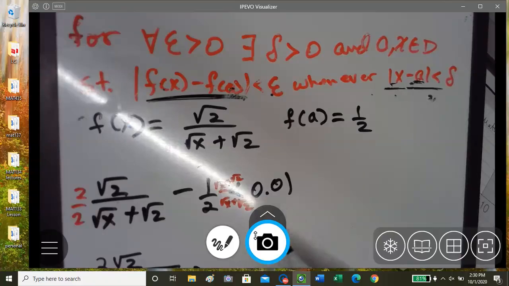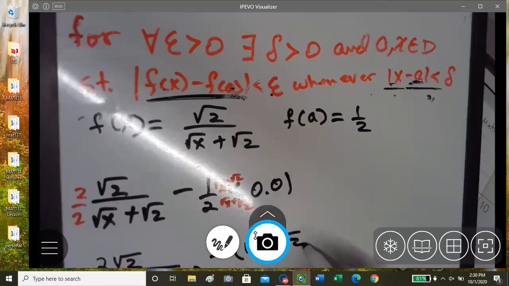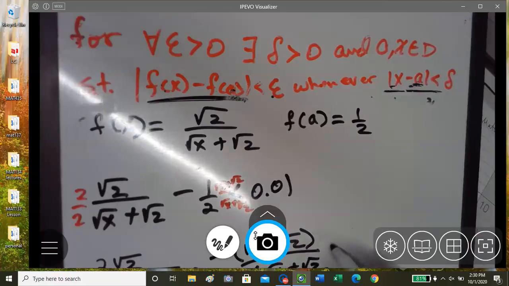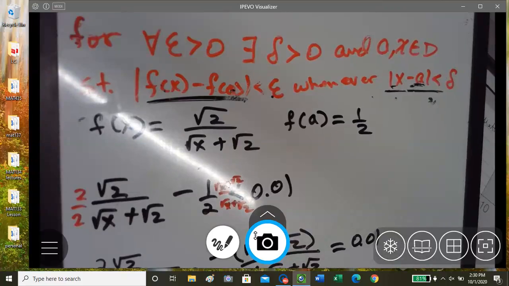And then from here, that'll be minus parentheses square root of x plus the square root of 2, close that, over 2 times square root of x plus the square root of 2. And that's equal to 0.01. Okay, so we can combine this all into one denominator and distribute this negative.